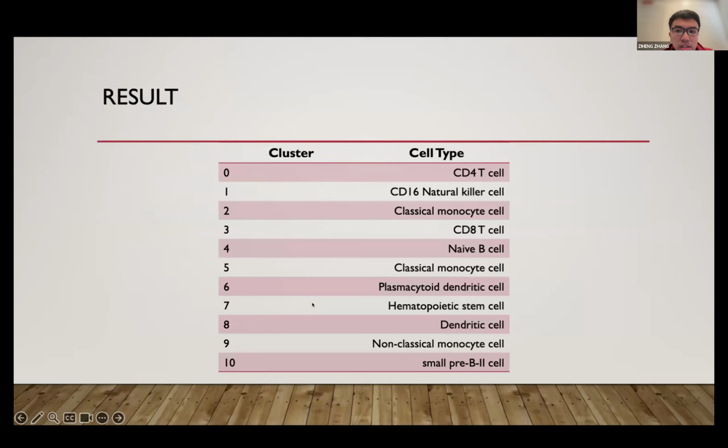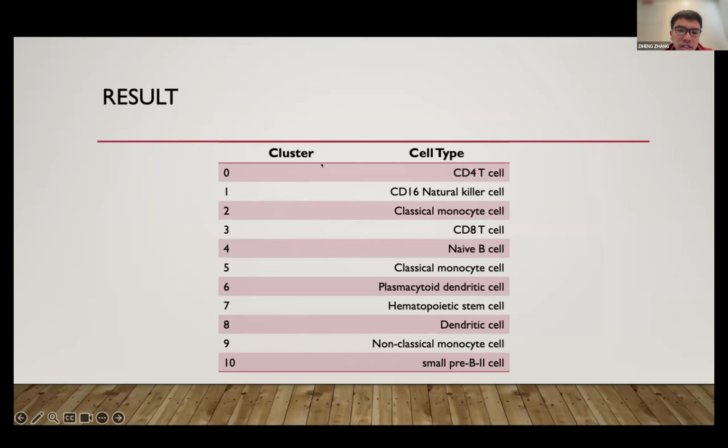After clustering the cells and analyzing marker genes, I assign these labels to each cluster. This table summarizes the identified cell types for each cluster. By comparing the expression of the marker genes with marker genes for each cell type that I found from some online reference, I then determine the cell types.